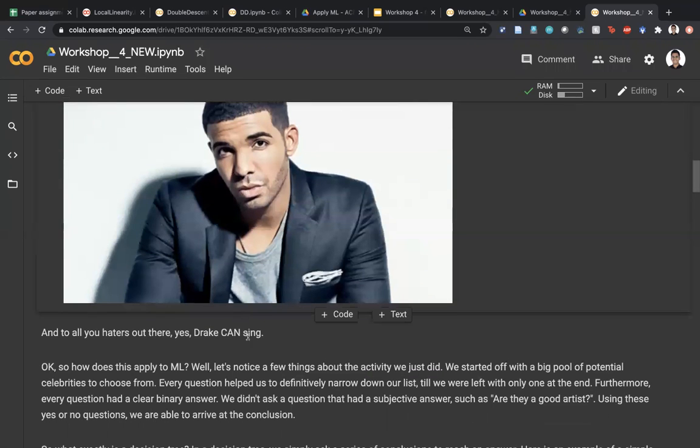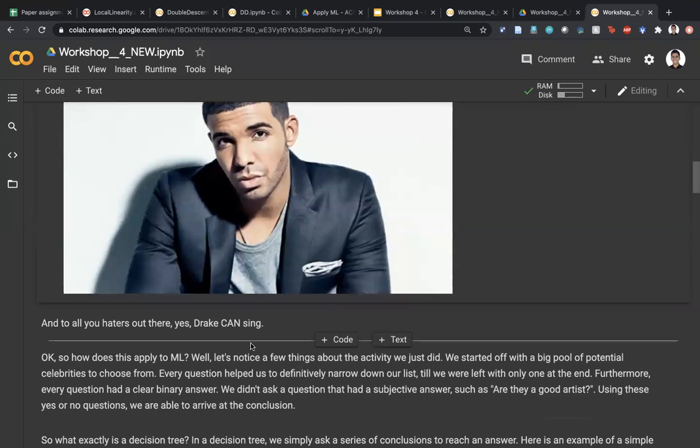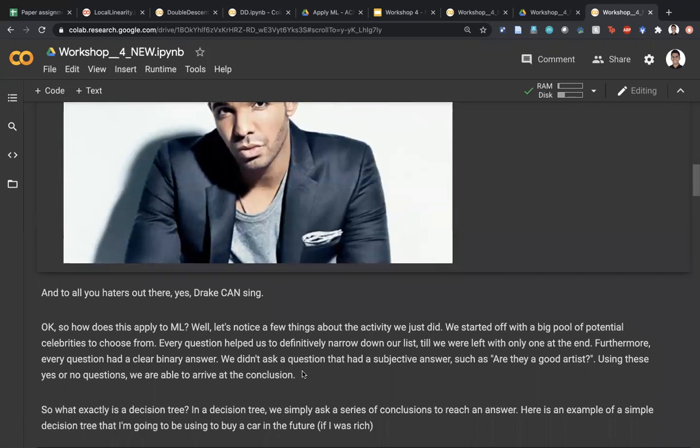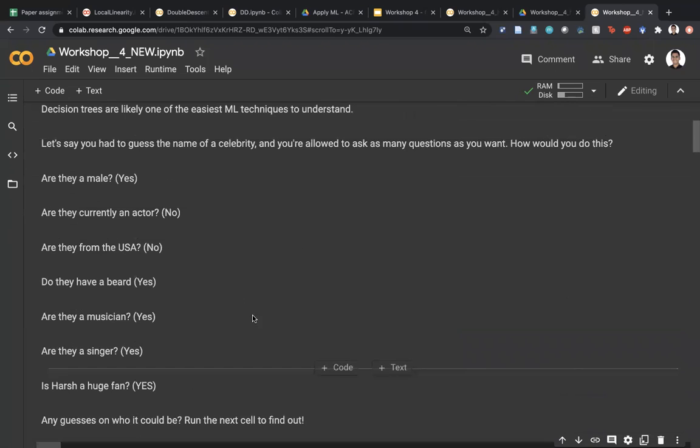So, how does this apply to ML? There are a few patterns I want you to take away from the exercise we just did. You notice that we first start off with a very big pool of potential celebrities. Then the question is, are they male? That cuts the pool more or less in half. And then we get even more specific. Are they currently an actor? No.